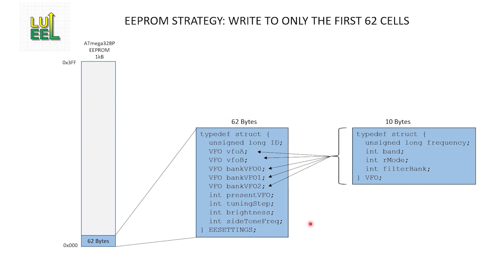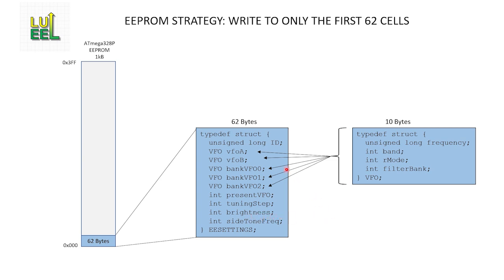Breaking down this 62-byte structure, it uses 5 instances of another structure called VFO, which itself is 10 bytes. There are 5 instances of this structure because there are 2 VFOs, A and B, and 3 filter banks. I use the 3 filter bank instances to keep track of the VFO settings when you're switching back and forth between the 3 filter banks. The remaining data values are of interest to save, things like the display brightness, for example.